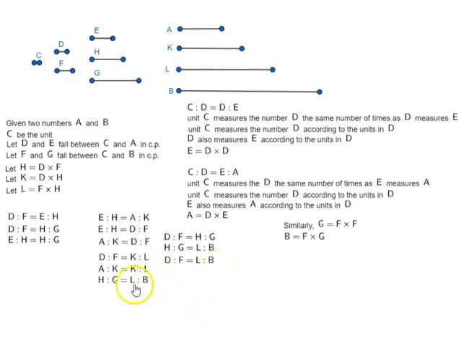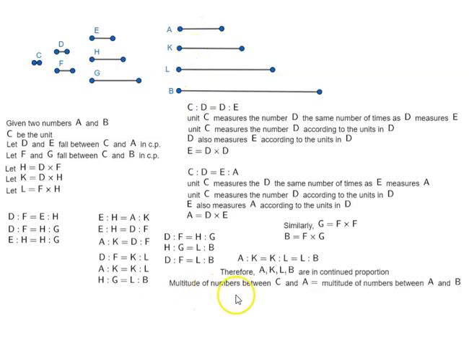So look at this. A is to K is equal to D is to F. K is to L is also equal to D is to F. L is to B is also equal to D is to F. Since all of them are equal to D is to F, we can write it as A is to K is equal to K is to L is equal to L is to B. That means these four numbers are in continued proportion.